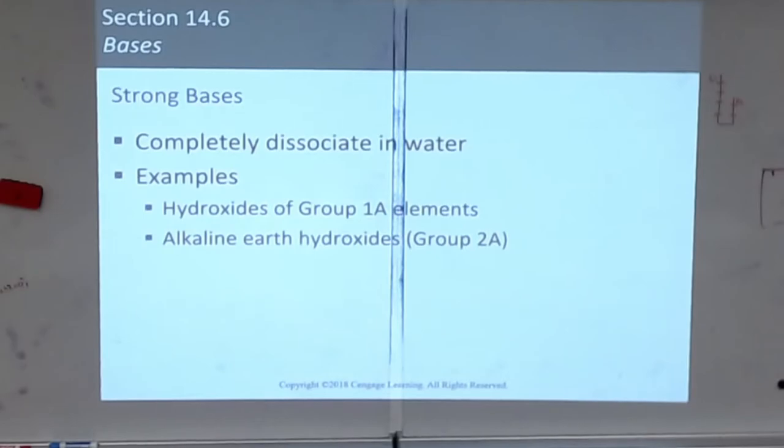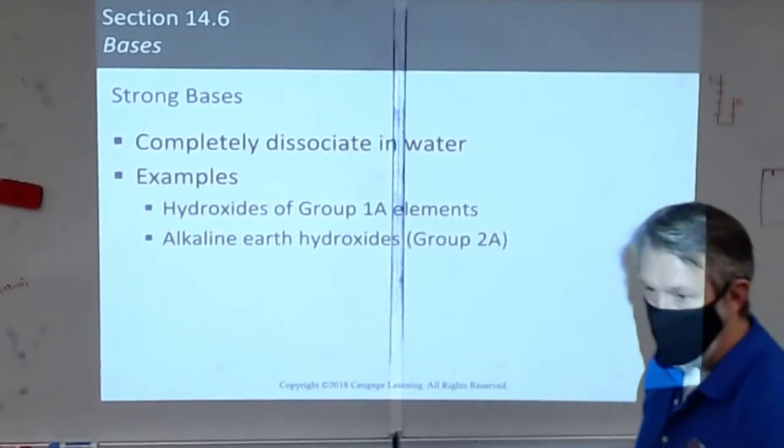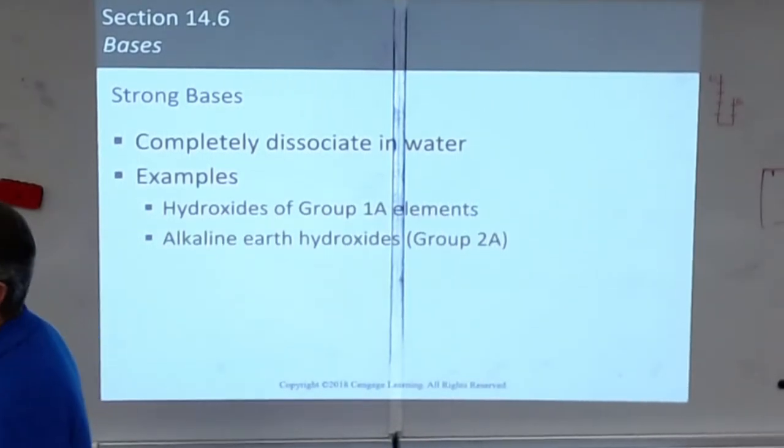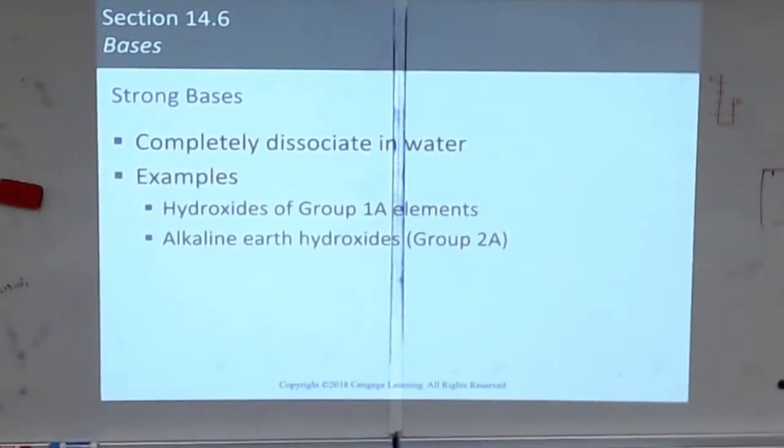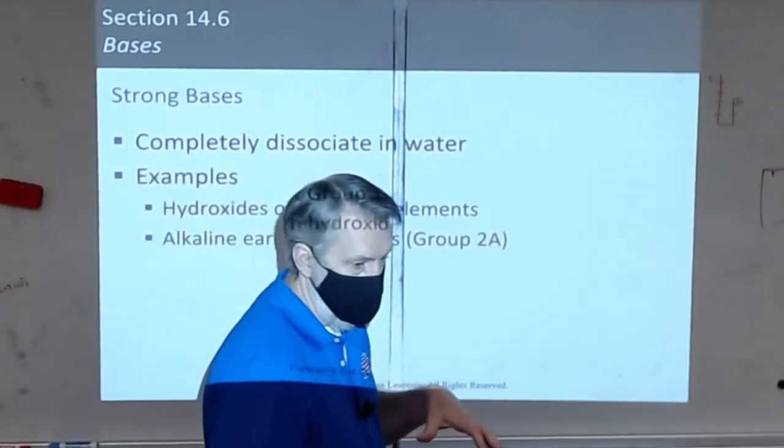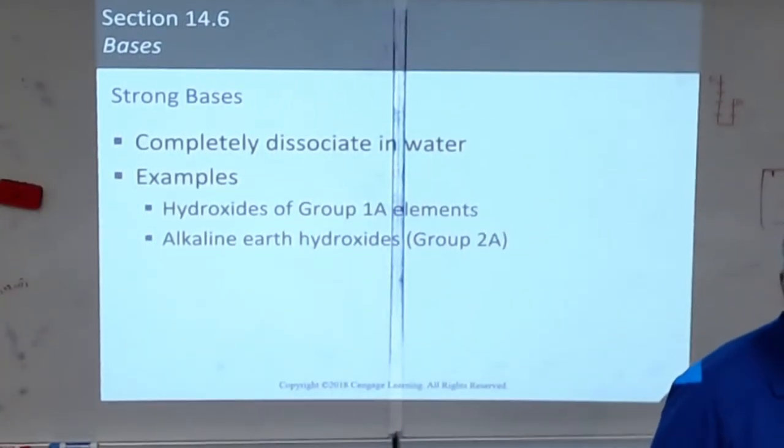And so remember, in the Bronsted-Lowry definition, bases are proton acceptors. Oftentimes, and generally speaking, we're going to talk about things that have hydroxides in them, but that's not required. All that's required is that it can accept a hydrogen ion. All right, so strong bases: hydroxides of group 1A elements and alkaline earth hydroxides. Okay, let me be clear, we consider 8 strong bases.